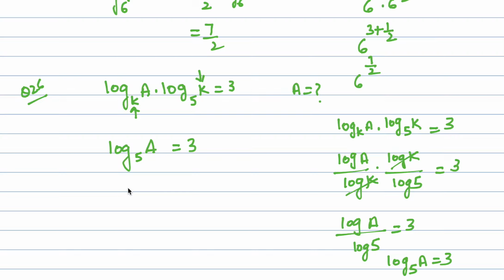Now it is pretty simple. I have to convert it into exponents. So 5 times 5 times 5 is 125. So it's just like a wonderful question.